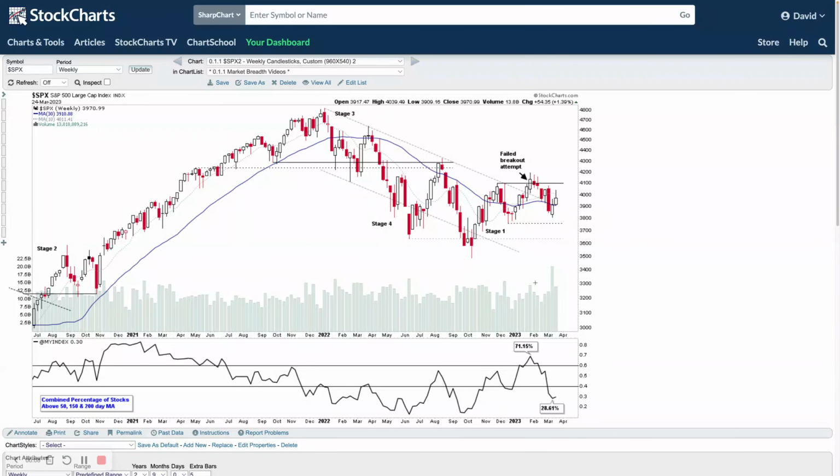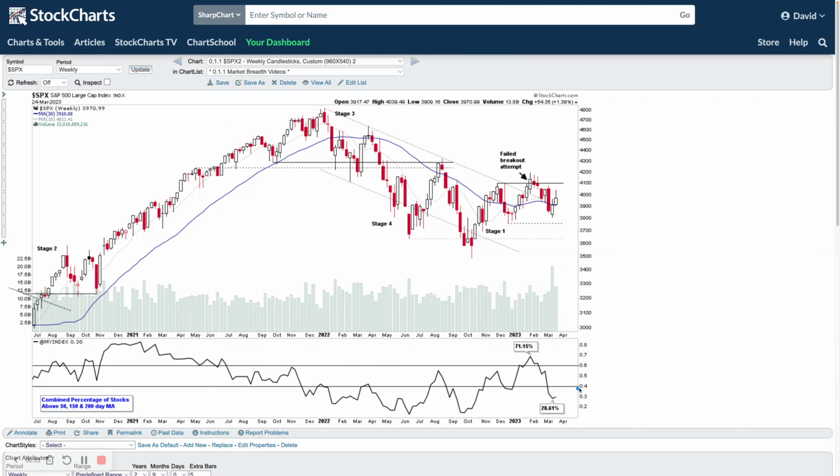I'm going to start off with the S&P 500 tonight, looking at the weekly chart here. Below it we've got what we call the combined percentage of stocks above their 50-day, 150-day and 200-day moving averages chart, which is something I do weekly in the members service. It gives a very good idea of what's going on under the surface of the market in terms of where the majority of stocks are.